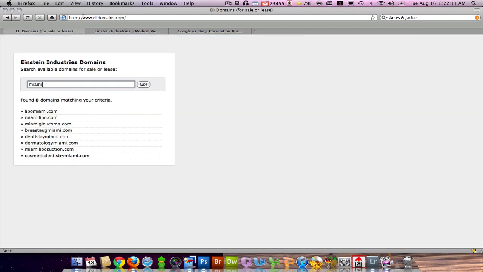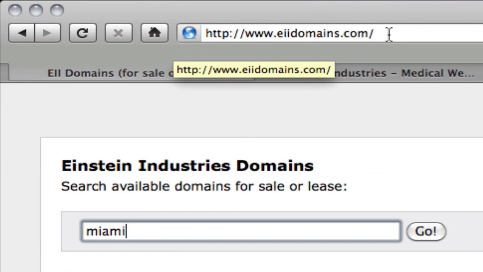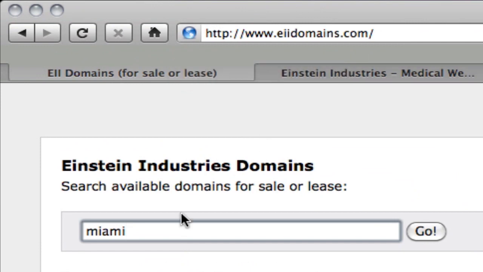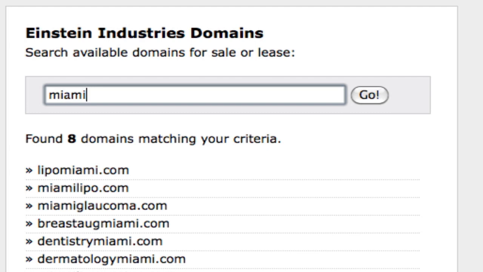If you go to EII domains, these are domains we bought 12 years ago, and some of them are amazingly strong. So you can search metro markets. Miami, this one you can see Miami glaucoma, breast Miami, cosmetic dentistry Miami, and certainly there is a search engine benefit if that's the name of your website. But I think more importantly, we're starting to realize that the branding of a name, let's take a look at a different market.